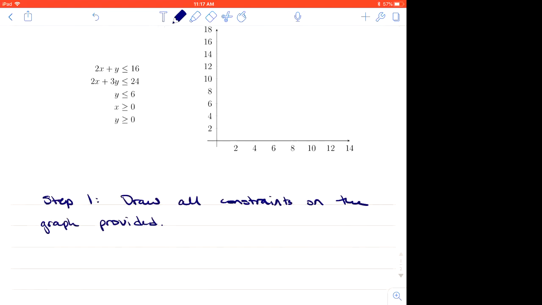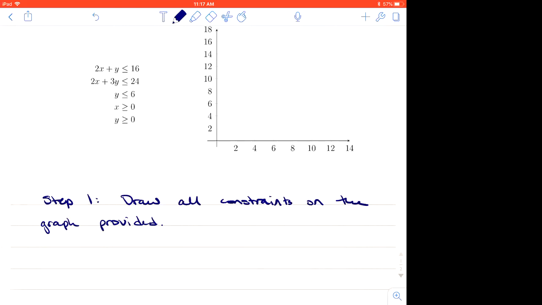The echo is really annoying, but anyways. We have 2 big lines that we need to deal with, but then I've also thrown in a line at y equals 6, saying that y can only be up to 6. Y is less than or equal to 6.